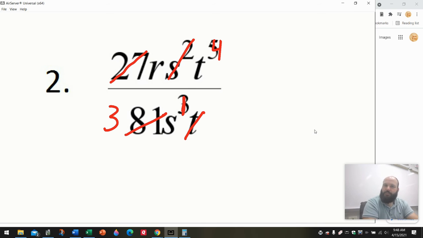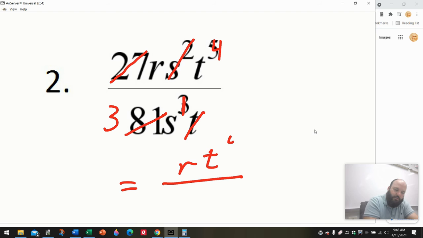All right, so we've simplified everything. Now we just need to write our answer out. So on the top of the fraction, we still have an r, and we still have a t to the 4th power. And on the bottom, we have a 3, and we have an s to the 1st power there. And there's our final answer.